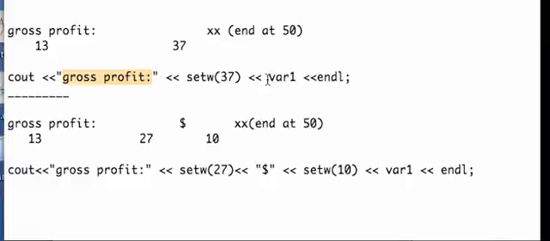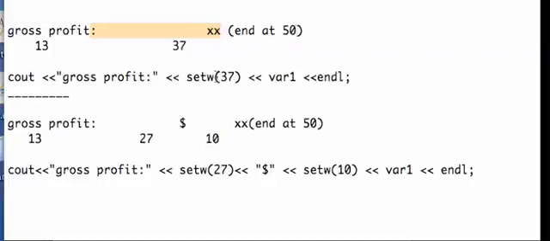And what that does is put var1, this variable, this value, right justified in a field 37 characters wide. And that makes perfect sense because gross profit is 13, and then from here to here I right justify my data in a field 37 characters wide, thus ending at column 50.